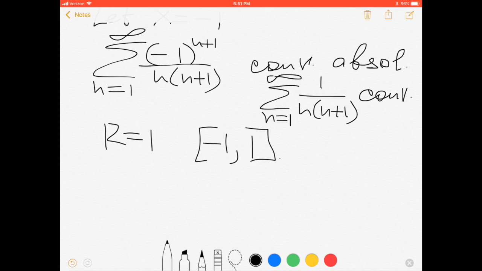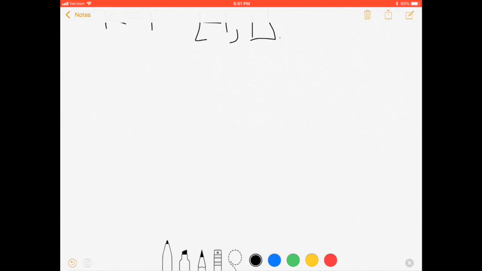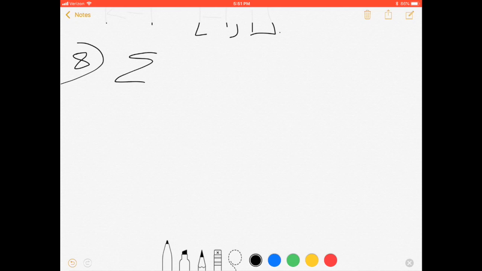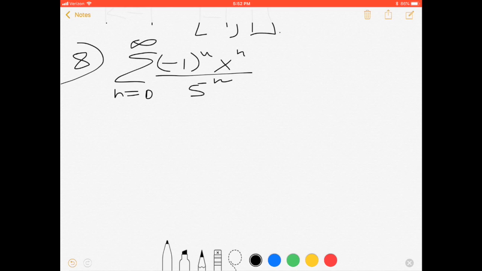Now doing a couple of examples from your book. It will help you with solving homework. Okay, number 8. Here we have a series. We need to find the radius of convergence, and the series is (-1)^n x^n over 5^n, from 0 to infinity.